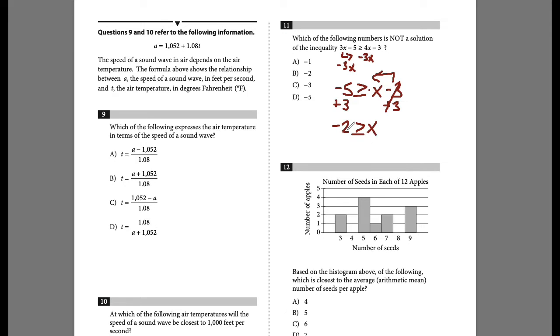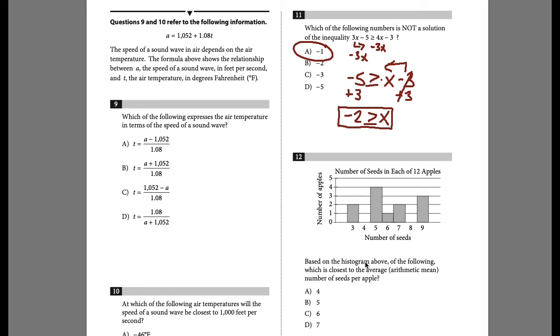So we need to see which one of these is not a solution. Negative 2 is less than or equal to negative 2. Negative 3 is less than or equal to negative 2. And negative 5 is less than or equal to negative 2. The only one that does not fit this criteria would be answer choice A. Based on the histogram above, of the following, which is closest to the average number of seeds per apple?